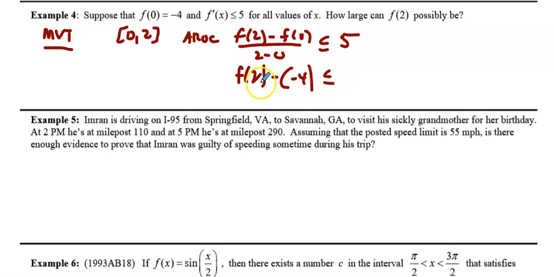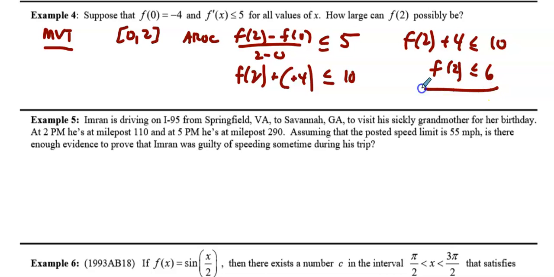And we're going to cross multiply, we're going to get 10. And then minus a negative is plus a plus. So I get f of 2 plus 4 must be less than or equal to 10. And so f of 2 must be less than or equal to 6. So the highest that f of 2 can be is actually 6.